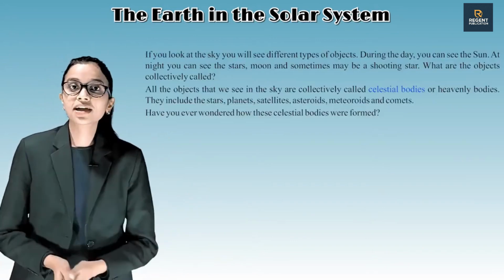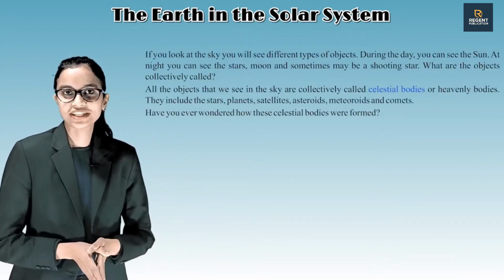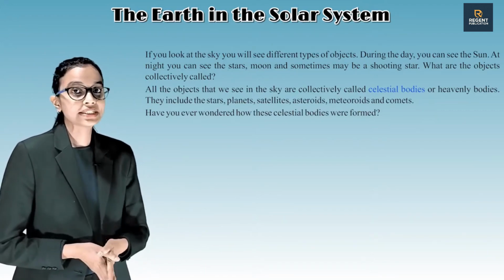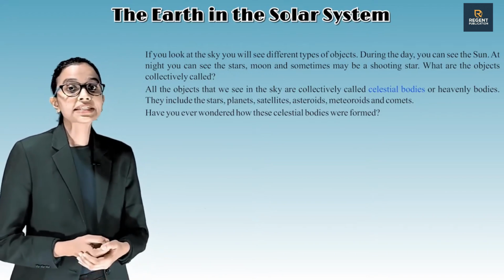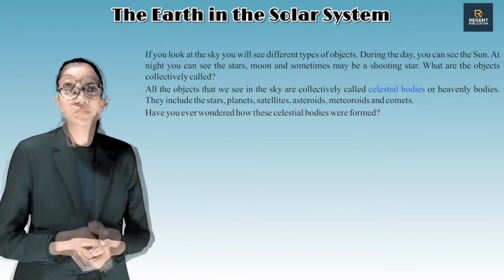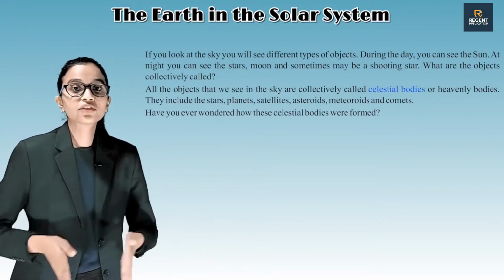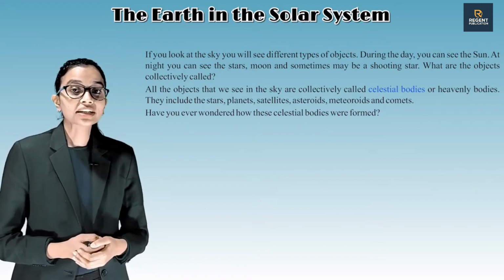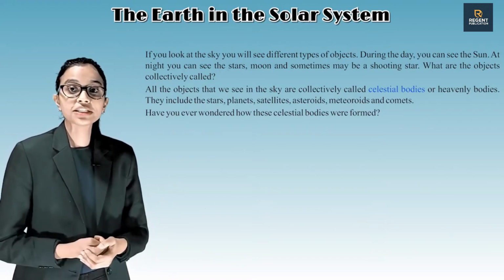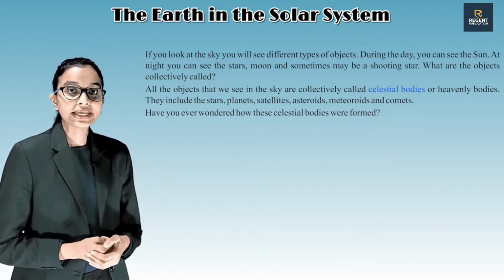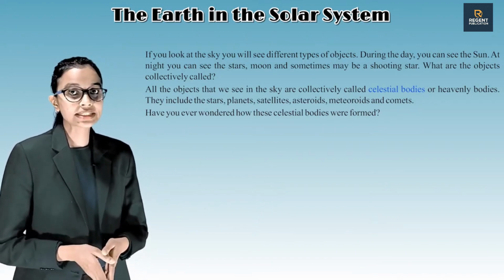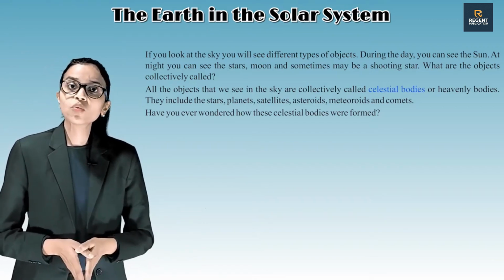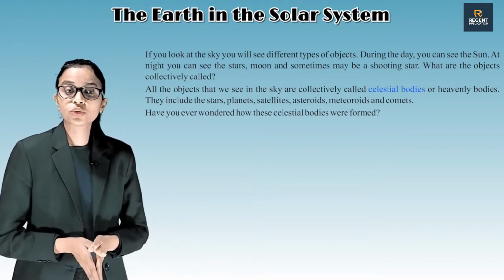If you look at the sky, you will see different types of objects. During the day, you can see the sun. At night, you can see the stars, moon, and sometimes maybe a shooting star. What are these objects collectively called? All the objects that we see in the sky are collectively called celestial bodies or heavenly bodies. They include the stars, planets, satellites, asteroids, meteoroids, and comets. Have you ever wondered how these celestial bodies were formed?